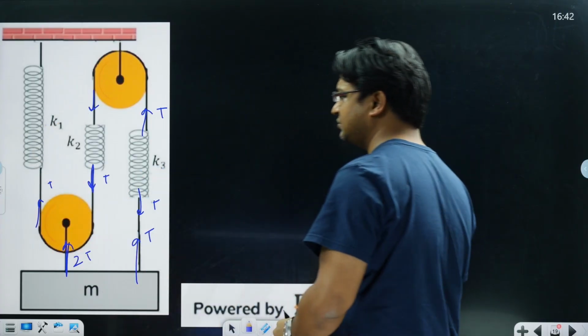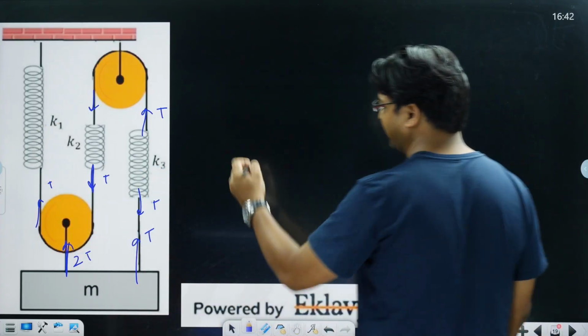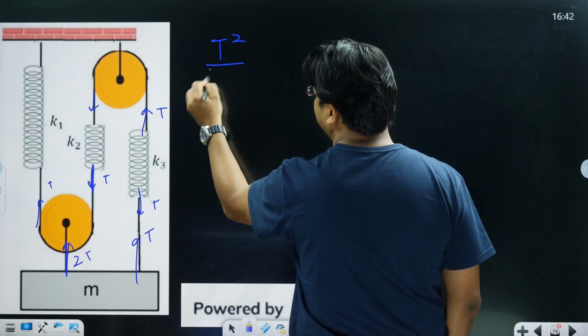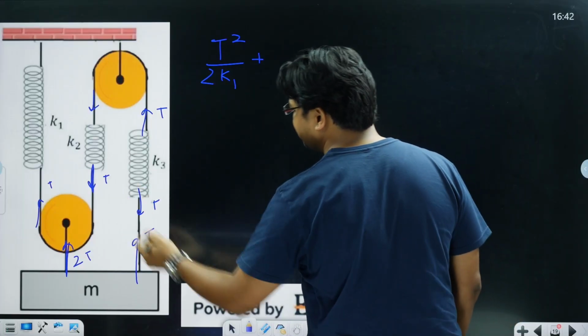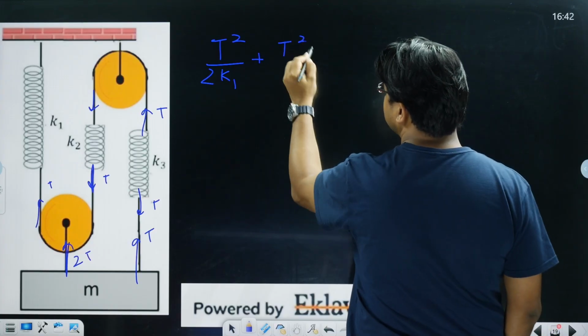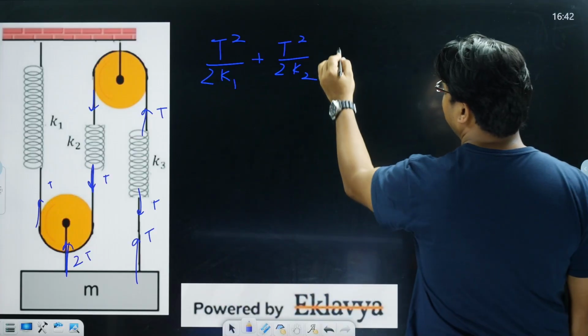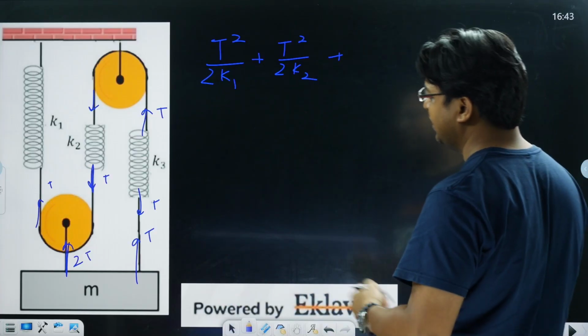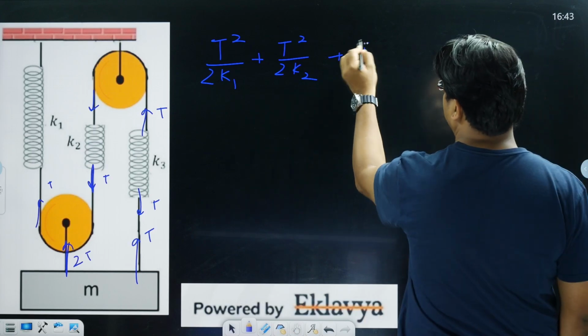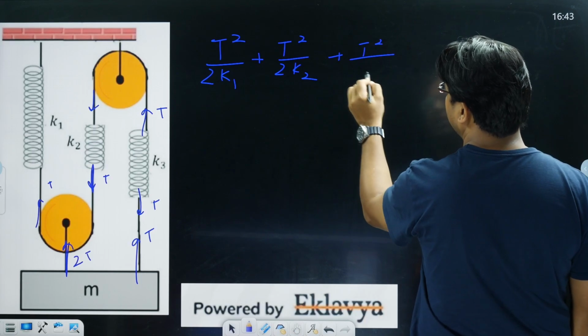Okay, so if I start writing the energy in the first spring, I will write T square by 2K1. In the second spring, I will again write T square by 2K2. For the third spring, that is also T. So T square by 2K3.